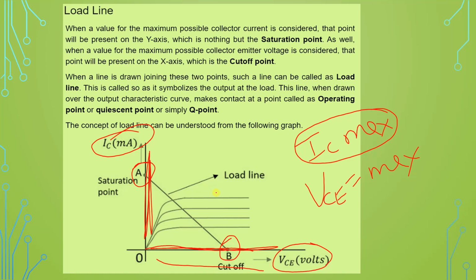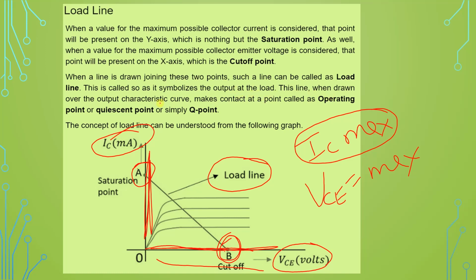When we join this saturation point A and this cutoff point B, the maximum value of IC and the maximum value of voltage across collector-emitter, a line is created that is called the load line. When a line is drawn joining these two points, such a line can be called a load line. It symbolizes the output at the load. Why is this called the load line? Because we are considering the load at these points.